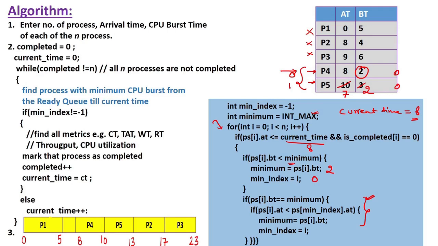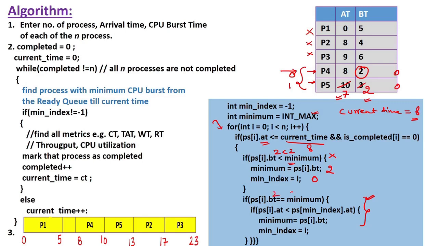After that I will not come here. Now for i equal to 1, here I will see that yes, current time is currently 8. Arrival time of this current process is 7. 7 is less than 8, and this process is not completed. So I'll come here and see the burst time is less than minimum. The previous minimum was 2. So 2 is less than 2? No. But 2 is equal to 2. So here you can see I have written if. I have not written else if. So you have to take care.